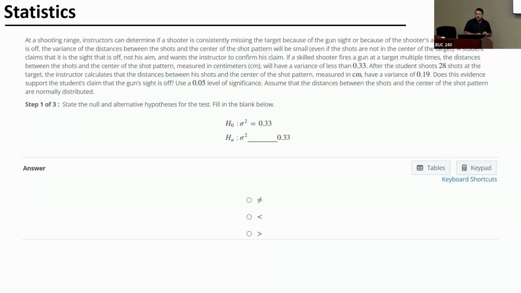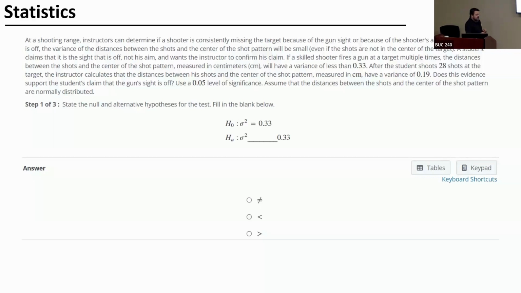If a skilled shooter fires a gun at a target multiple times, the distances between the shots and the center of the shot pattern, measured in centimeters, will have a variance of less than 0.33. After the student shoots 28 shots at the target, the instructor calculates that the distances between the shots and the center of the shot pattern, measured in centimeters, have a variance of 0.19. Does this evidence support the student's claim that the gun sight is off? Use a 0.05 level of significance. That's your alpha. Assume that the distances between shots and the center of the shot pattern are normally distributed.